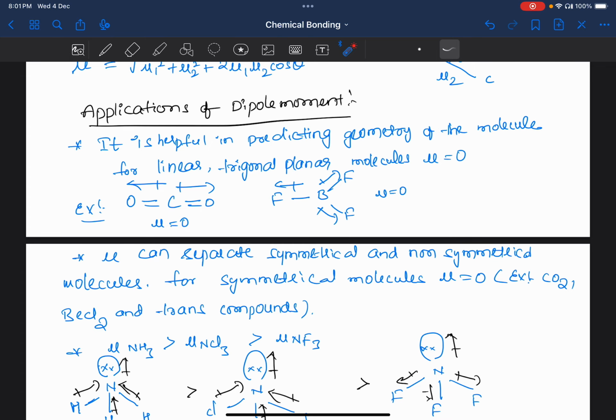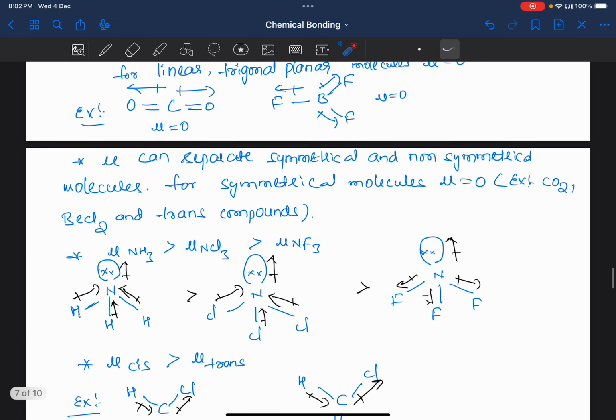And next, the dipole moment can separate symmetrical and non-symmetrical molecules. How does it separate? For symmetrical molecules, the dipole moment is always equal to zero. For example, carbon dioxide, beryllium chloride, and trans compounds. All these are symmetrical molecules. I will explain with examples.